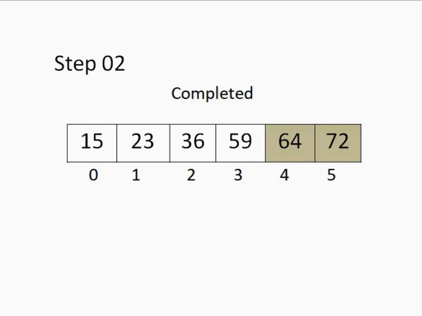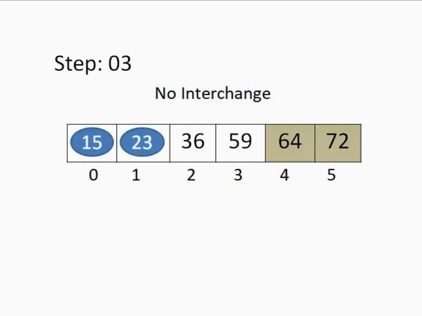Now we have come to the end of the second step. At the end of the second step, the second largest number, that is 64, has moved to the second last position. However, the rest of the numbers are not sorted, even though some of them have changed their positions. Similarly, we repeat the process for the rest of the list except for the sorted part.